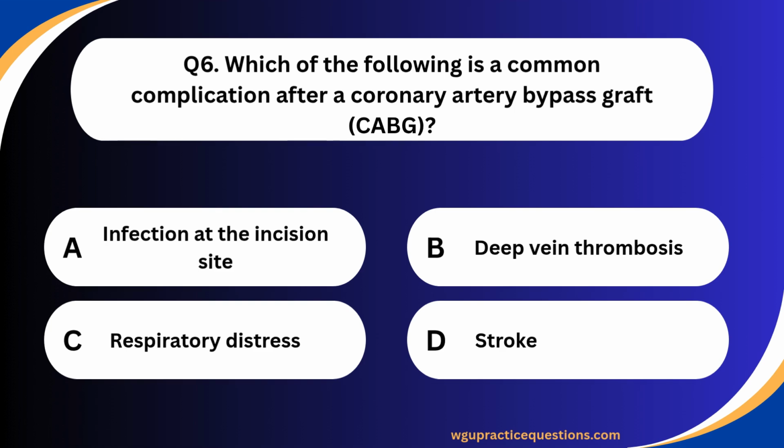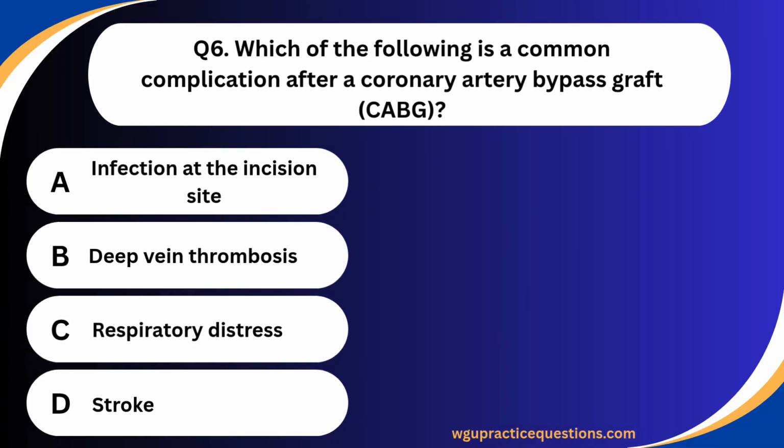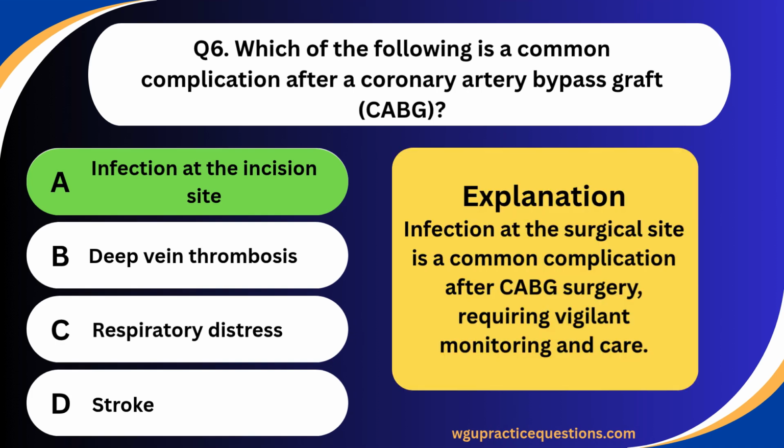Question 6. Which of the following is a common complication after a coronary artery bypass graft, CABG? A. Infection at the incision site. B. Deep vein thrombosis. C. Respiratory distress. D. Stroke. Which one is the correct answer? The correct answer is A. Infection at the incision site. Explanation. Infection at the surgical site is a common complication after CABG surgery, requiring vigilant monitoring and care.